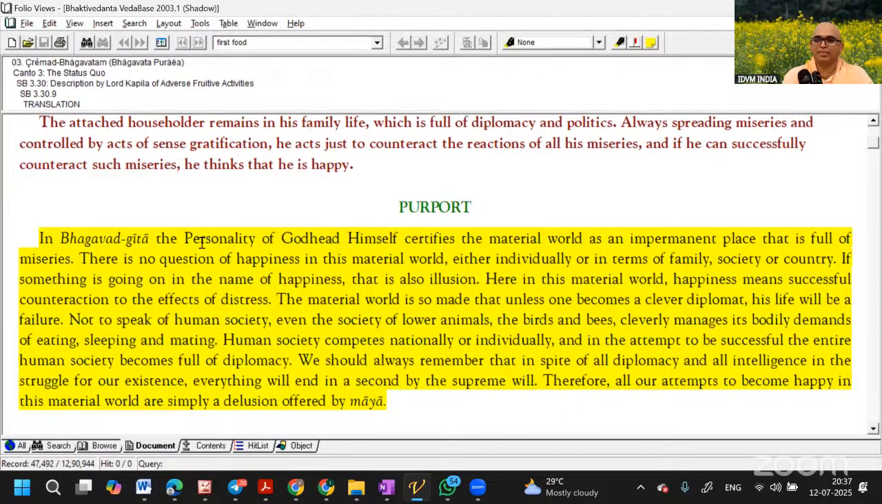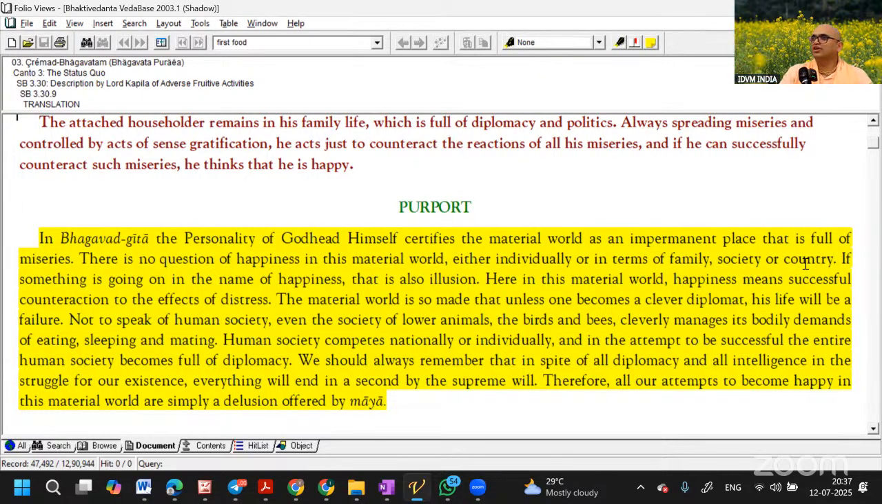In Bhagavad Gita, the Personality of Godhead himself clarifies the material world as an impermanent place that is full of miseries. There is no question of happiness in this material world, either individually or in terms of family, society, or country. This is a fundamental principle. It's an axiom actually. Whoever says that I will make you happy in this body, that is simply a false promise to you.